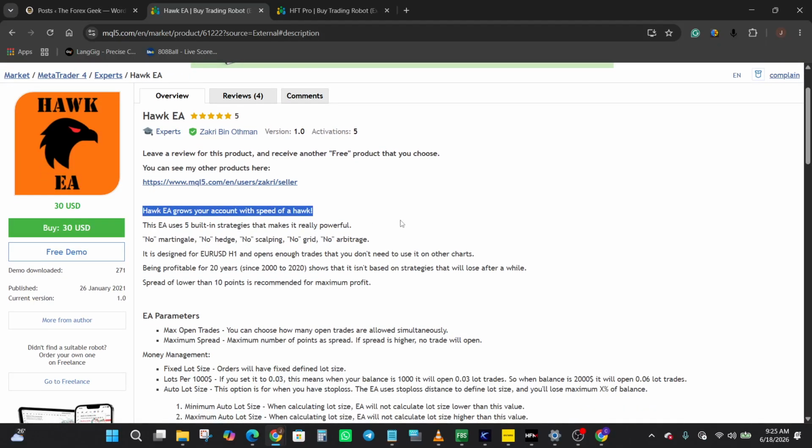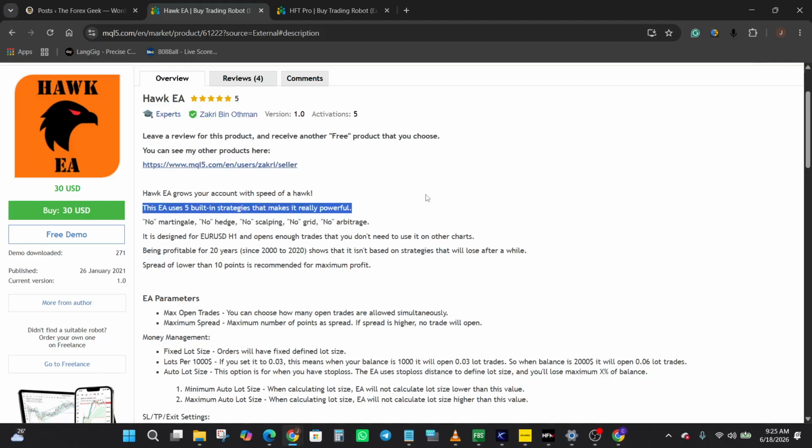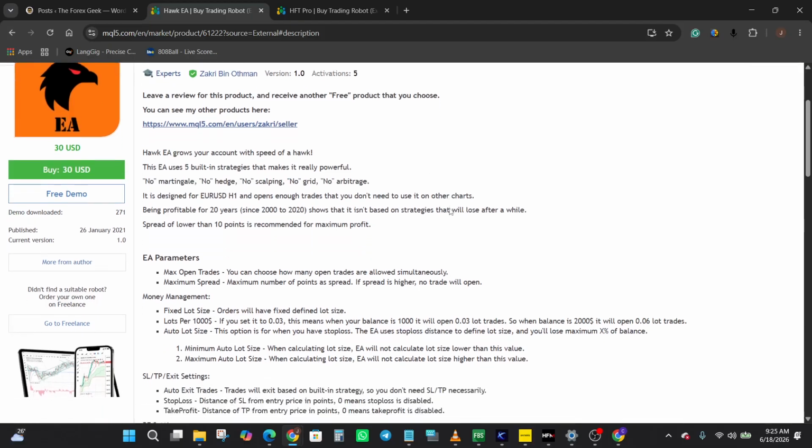All right. Now, from the description, Hawk EA is built using 5 internal strategies, which are combined into a single trading system. The developer also clearly states what it does not use. Okay, and that includes no martingale, no hedging, no scalping, no grid trading, and no arbitrage. So that's an important point the listing emphasizes early on.